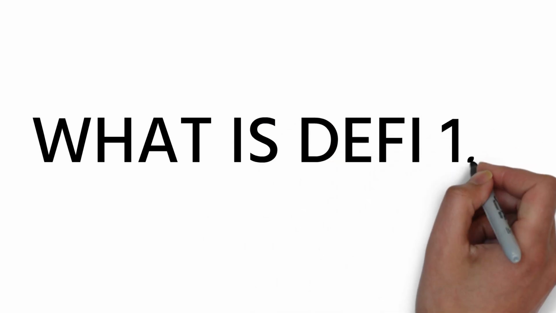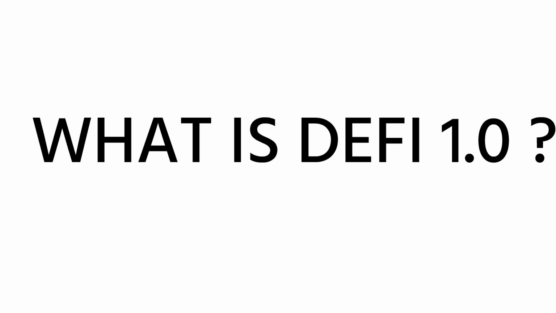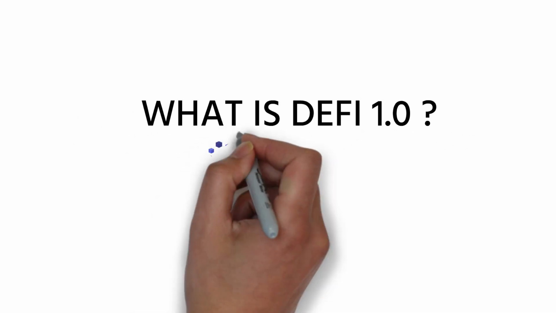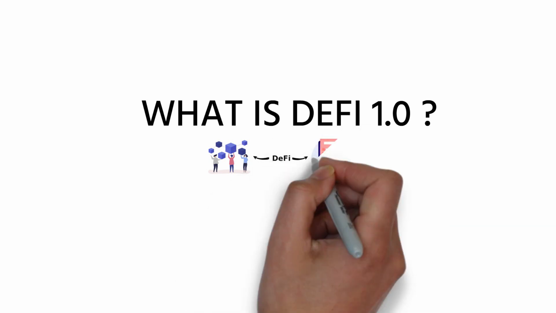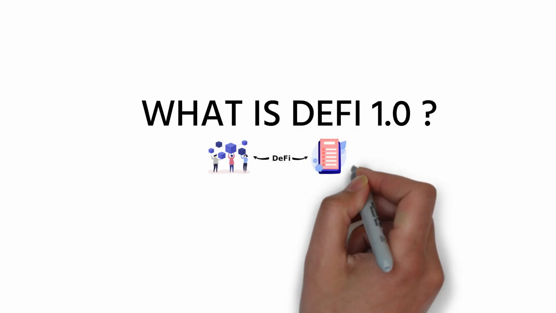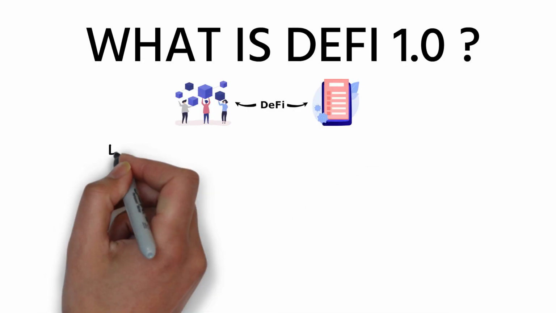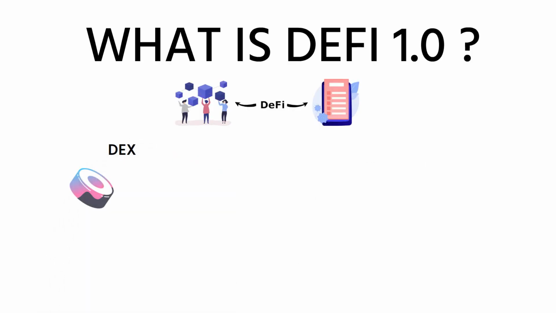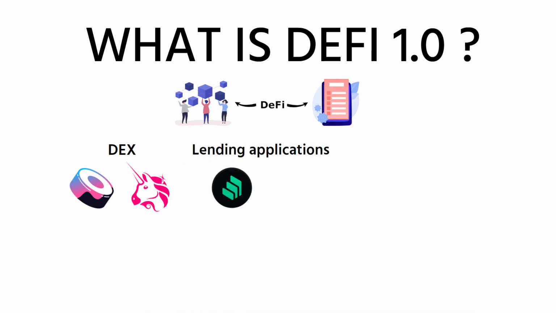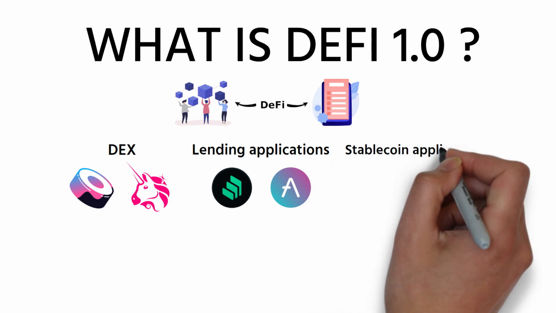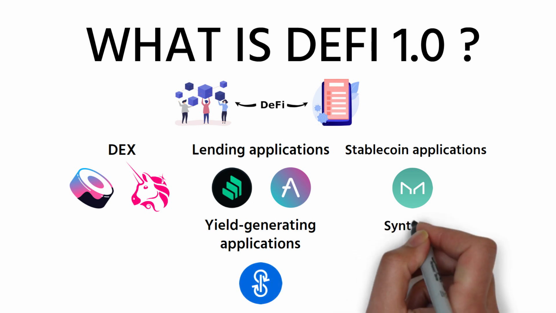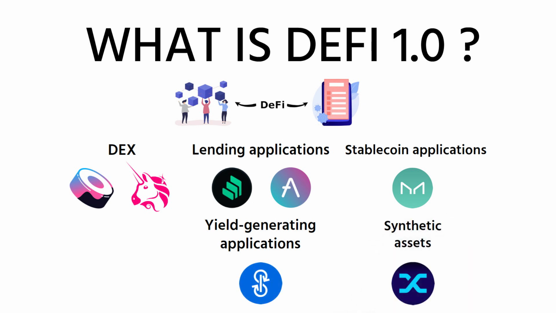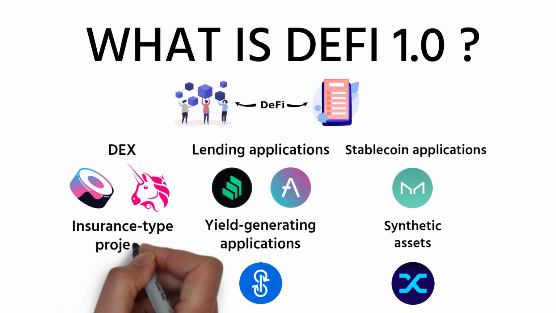Whereas DeFi 1.0 gave people liquidity mining, token exchanges, lending, DeFi 2.0 promises to improve the user experience, introduce new finance technologies and improve capital utilization. DeFi 1.0 is the early decentralized financial infrastructure that constitutes the current DeFi ecosystem. It includes decentralized central trading applications and DEXs like Uniswap and SushiSwap, lending applications like Aave and Compound, stablecoin applications like MakerDAO, yield-generating applications like Yearn Finance, synthetic assets like Synthetix and Dura, and insurance-type projects like Nexus Mutual.